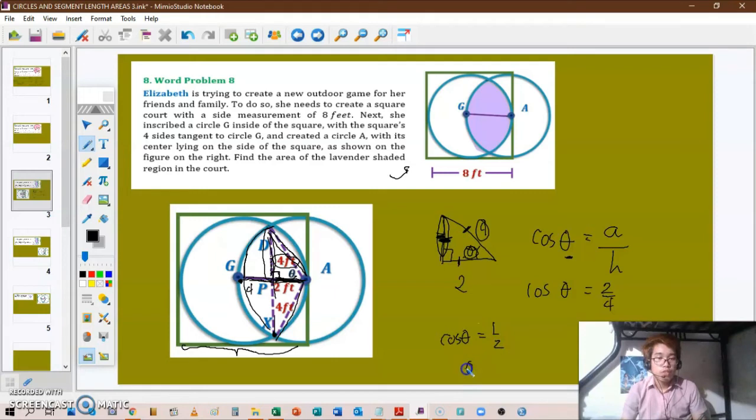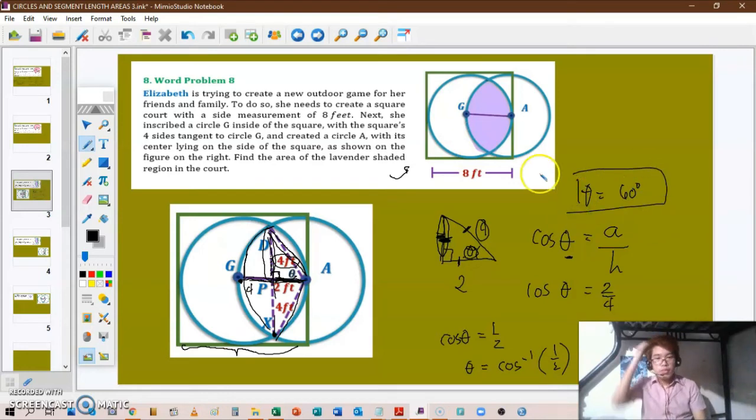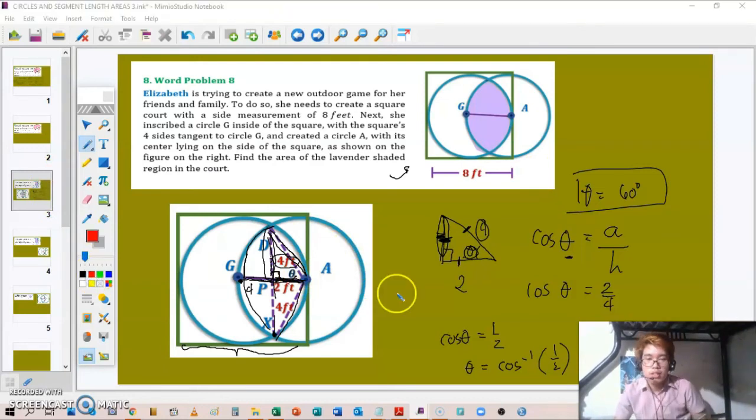And to solve for the value of theta, we just solve for the inverse trigonometric ratio of cosine 1/2. Using our calculator, we can solve for that value. So that's going to be the inverse cosine of 1/2. That's going to give us that theta is equal to 60 degrees.